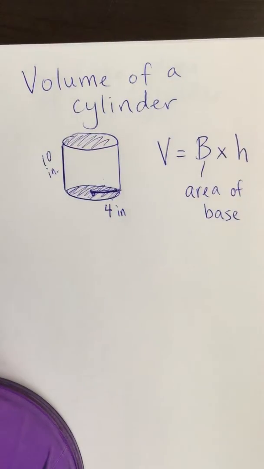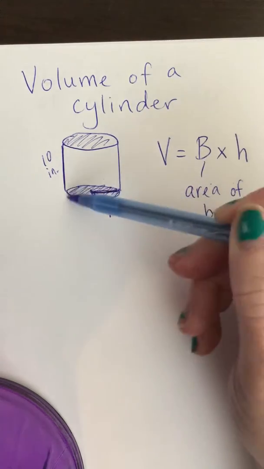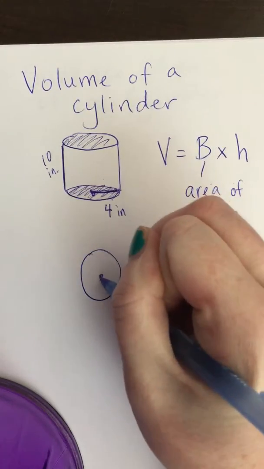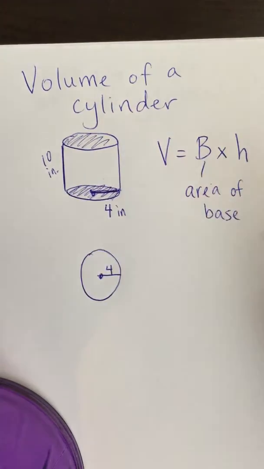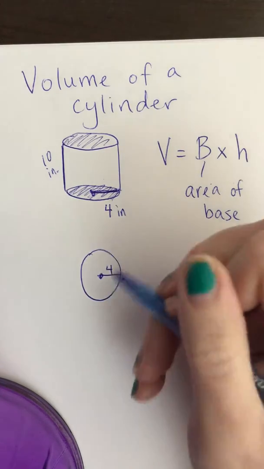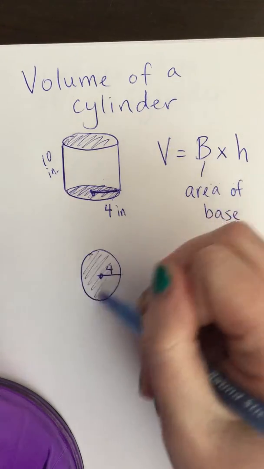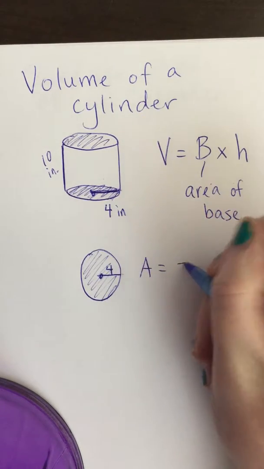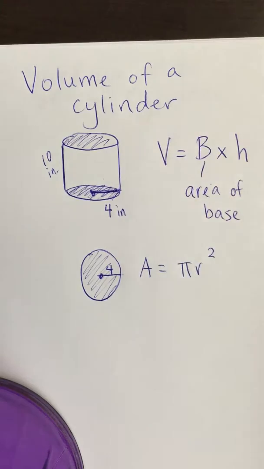All right, so what I have to first do is find the area of the base. Well, here it is. The base is a circle. So I'm going to draw the circle, and I'm going to relabel everything. It was a circle that had a radius of 4. Now we're going to find the area, the flat part of this circle. Well, the formula for area of a circle is area equals pi r squared.